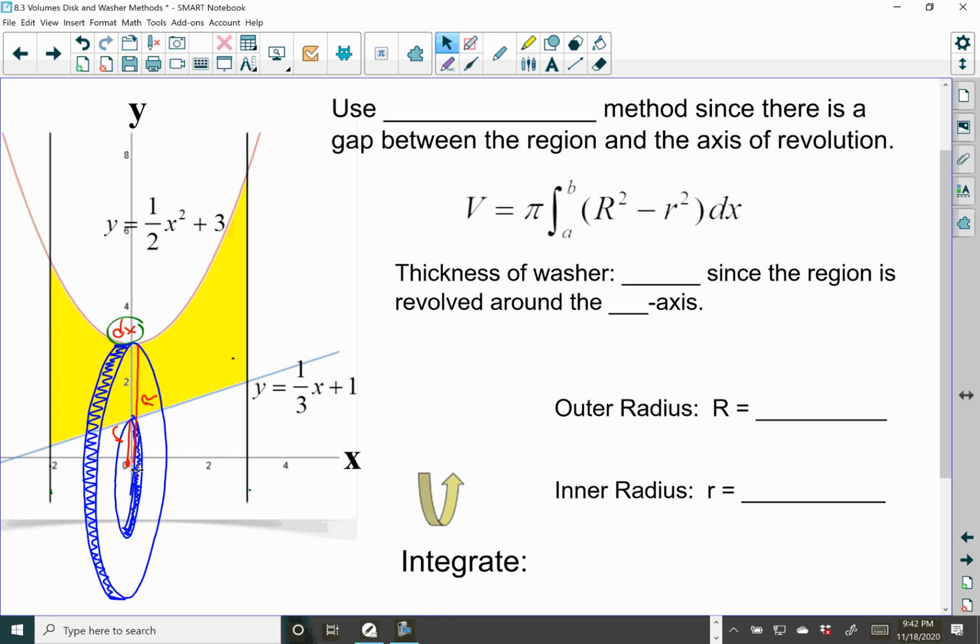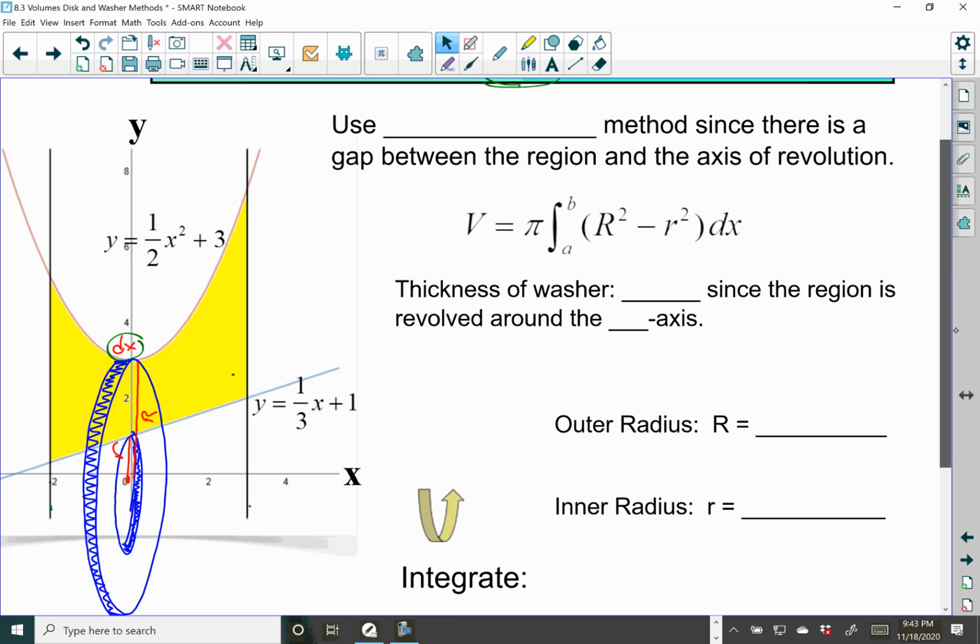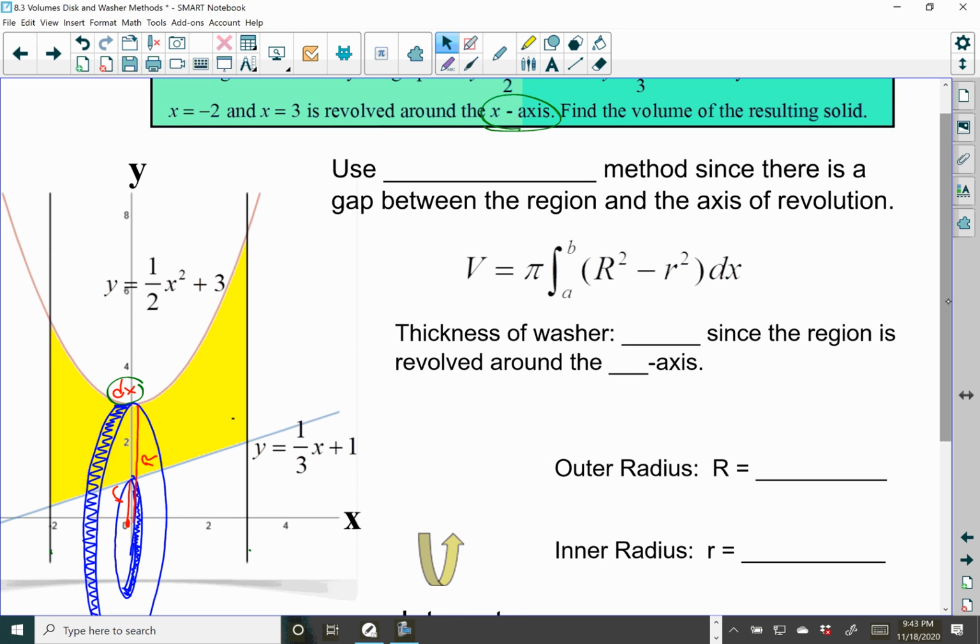We can talk about big R and little r. I'm going to erase both of those. Big R goes from the axis of rotation to the outermost function, and then little r will be axis of rotation to the inner function, the region that spans the void area. So we will definitely want to use washer method.